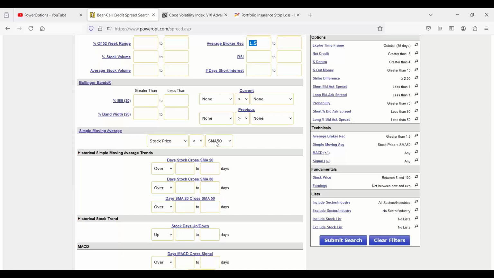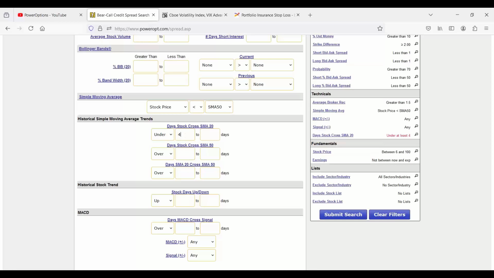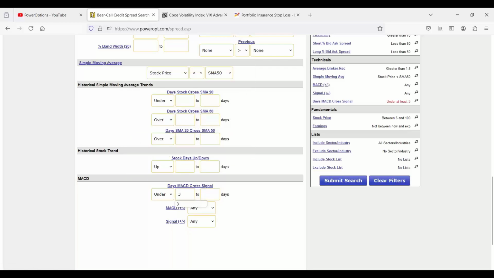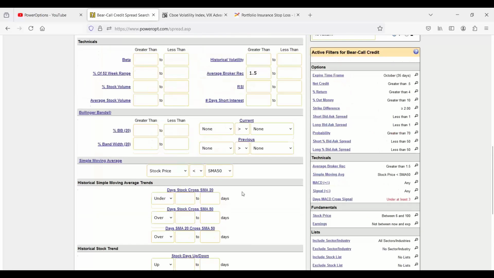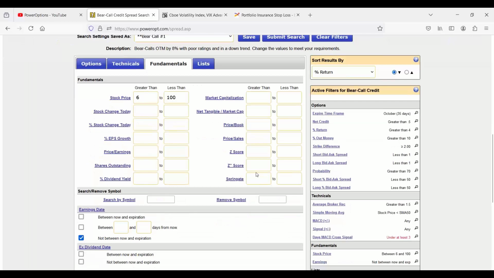Simple starting point. I can use other technical indicators, looking for stocks where the SMA has been under the 20-day moving average for more than 4 or 5 days, for example, or look for something where the MACD is negative, where the MACD is below the signal line for at least 3 to 5 days, whatever I want to put in there. Those are other criteria you can use. And of course, the fundamentals as well, but you can customize this.